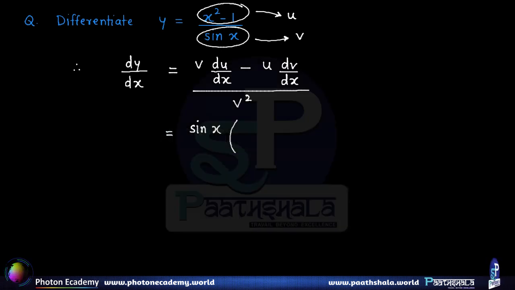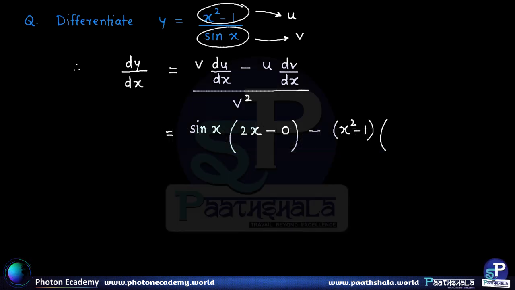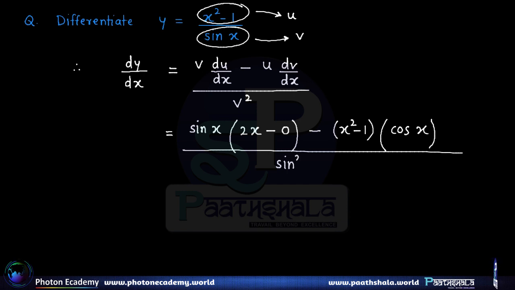of u, that is derivative of the numerator. Now in the numerator we have the first term as x square, so its derivative is 2x as we have seen previously, minus derivative of 1. Now as 1 is a constant, its derivative will be nothing but 0. Alright. Next we have the minus sign, then u is nothing but the numerator function, which is x square minus 1, into derivative of denominator. Now derivative of sin x, we know that it is cos x. So that's what we write here, whole divided by v square, that is the square of the denominator, so that is sin square x.